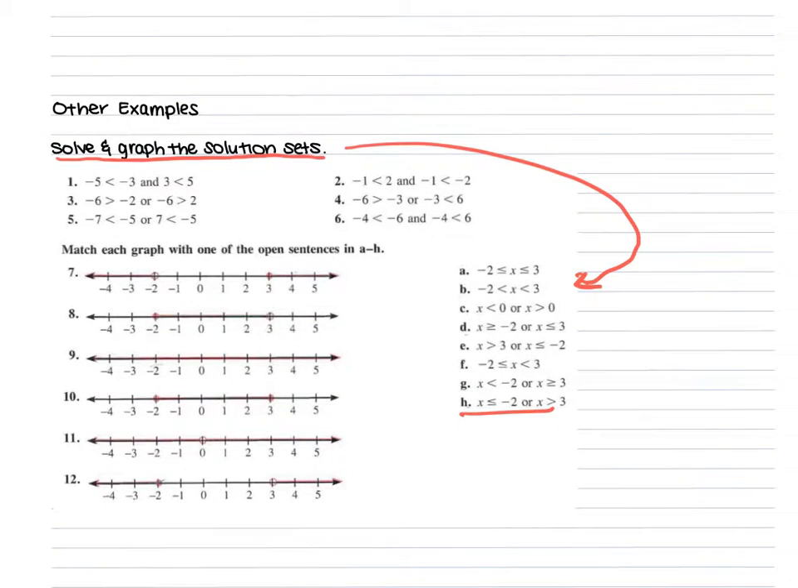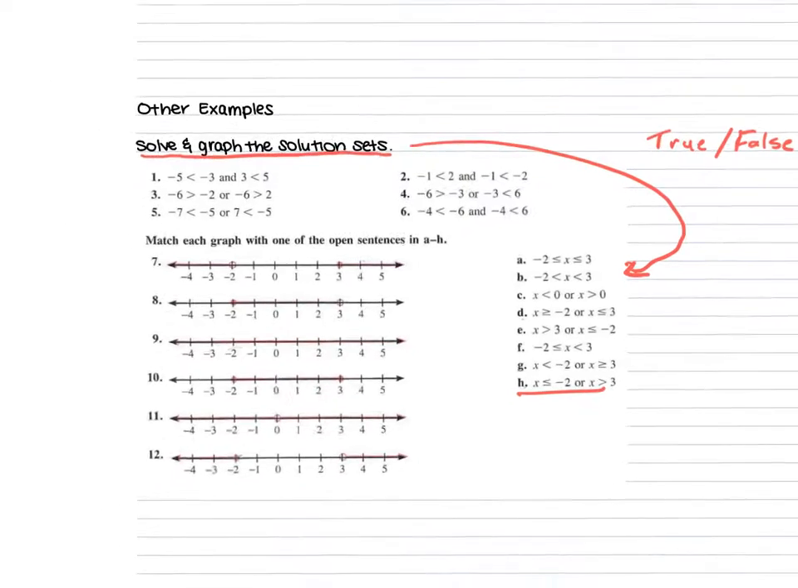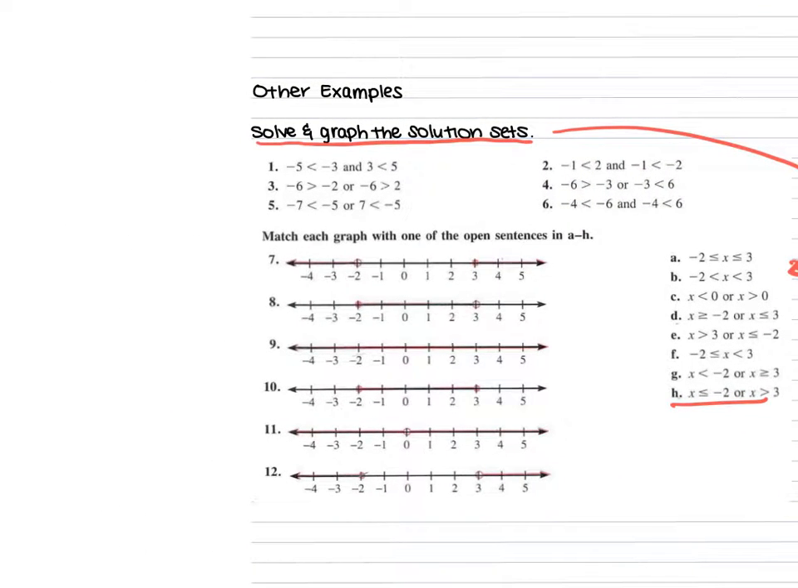But this first section, 1 through 6, are all true, false. It doesn't say that here, but in this section we're going to do some true, false. And here's why we're doing it: if you notice the difference between a lot of these problems, the main difference is that some of them are and problems, and some of them are or problems.